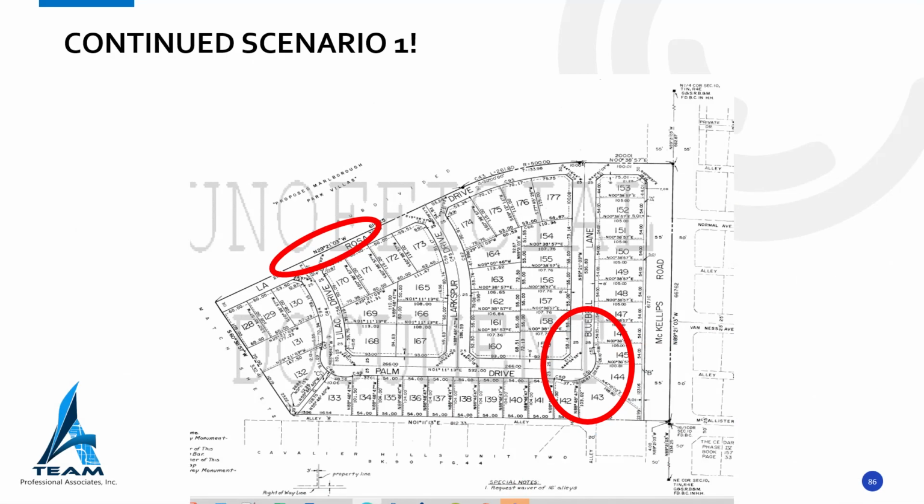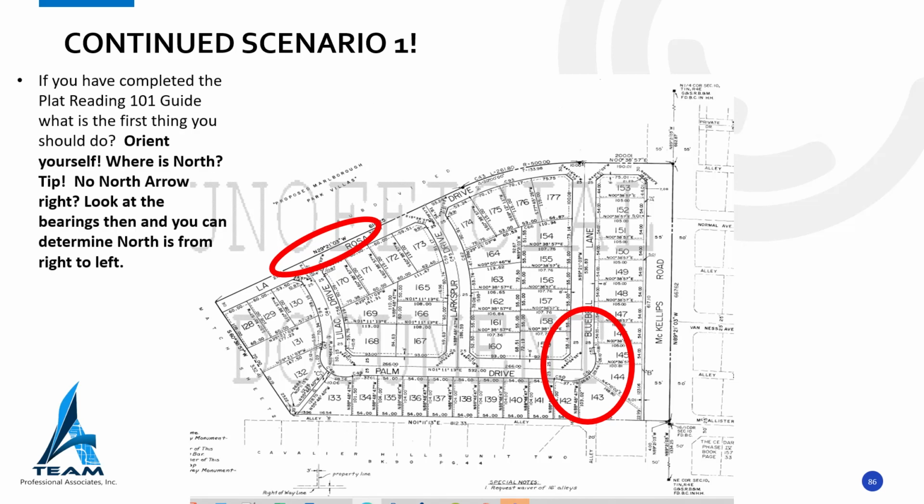All right, so here we go. I wanted to point out a couple things here. Obviously you've got the ellipse, that's where your permit is. What's this other ellipse doing? So if you have completed the Plat Reading 101 guide, what is the first thing you should do? You've got to orient yourself. Where is north?